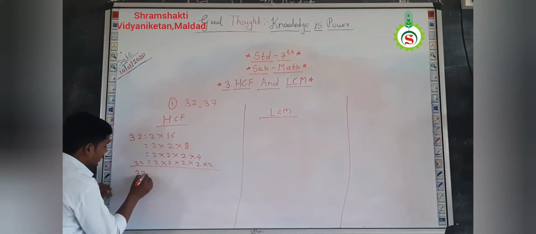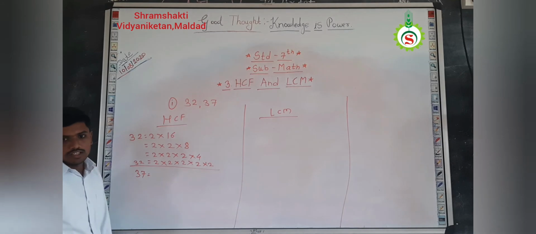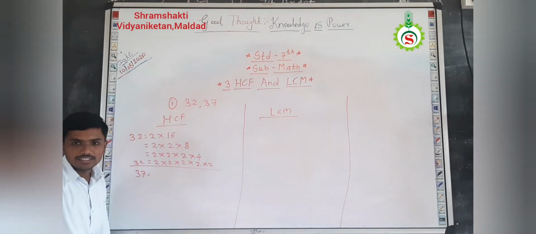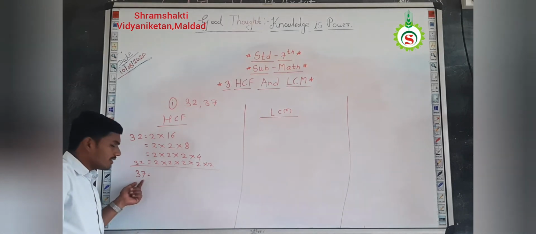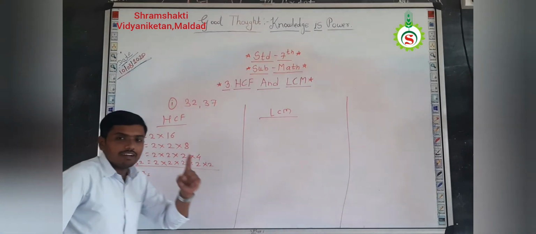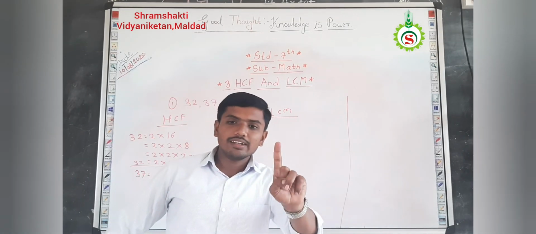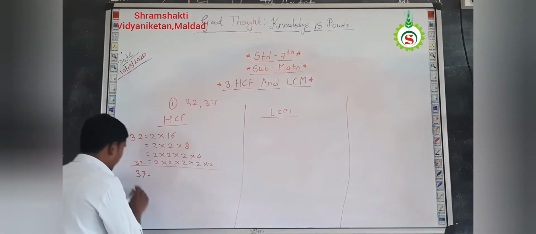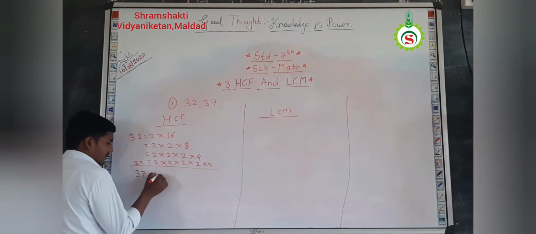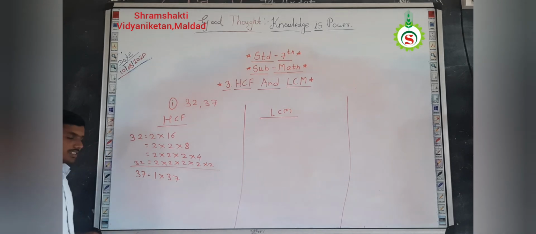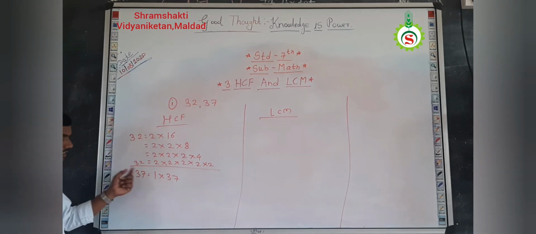Now the next number is 37. Now tell me, which is the smaller number which will divide 37? Is there any number which will divide 37? No. 37 can be divided by only 1 and 37 itself. That means if I want to do the multiplication, so 1 into 37, that is the factors of 37.